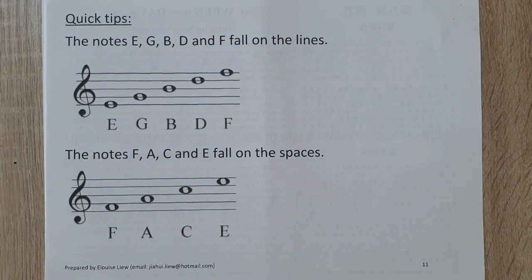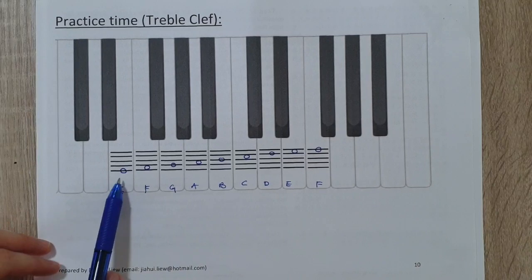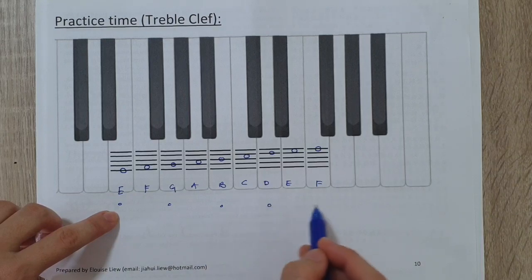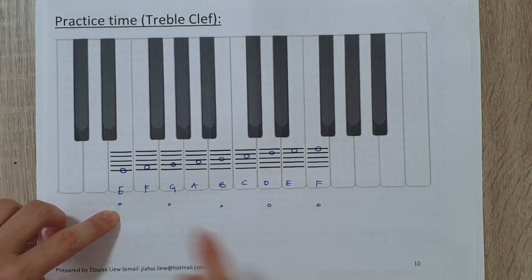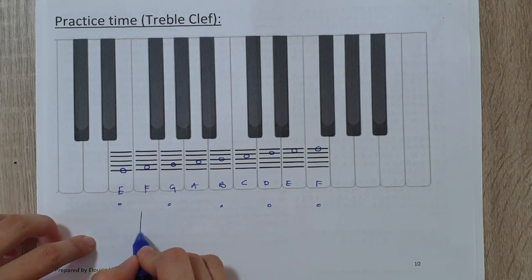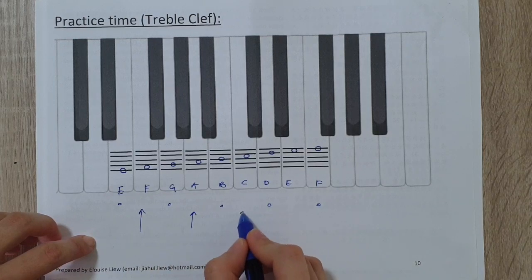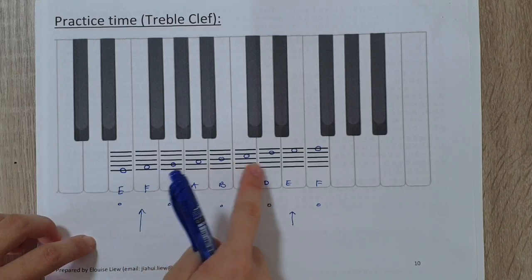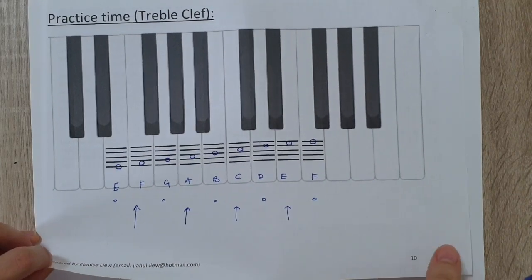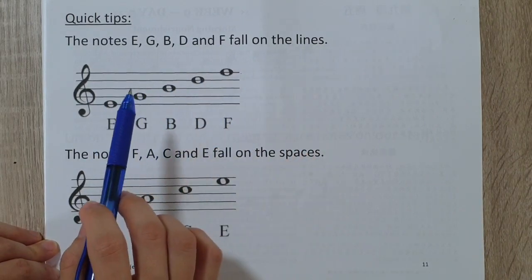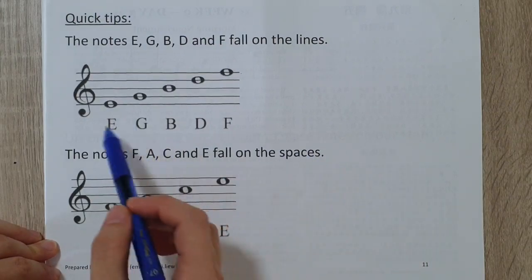Some quick tips for you. Okay, as you notice in the previous slide, E, G, B, D fall on the staff lines, whereas F, A, C, E fall on the spaces. So E, G, B, D, F fall on the lines. There's a mnemonic for us to remember it.